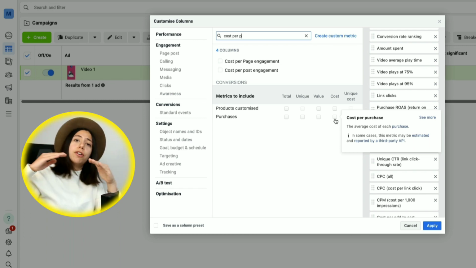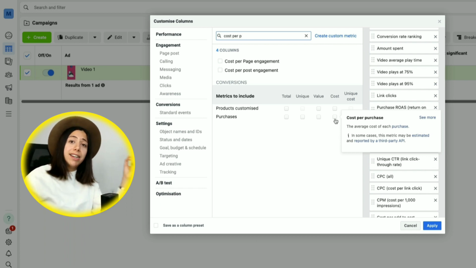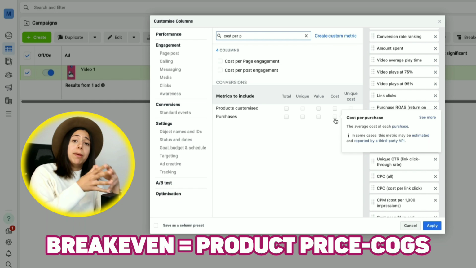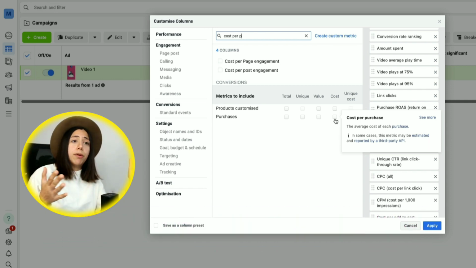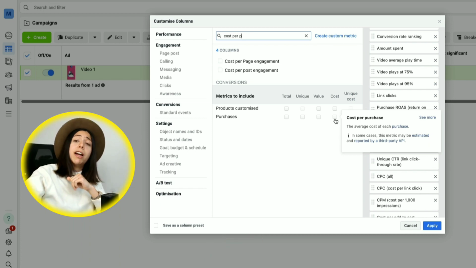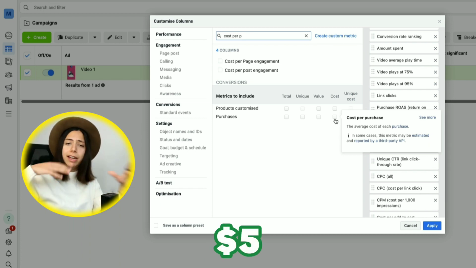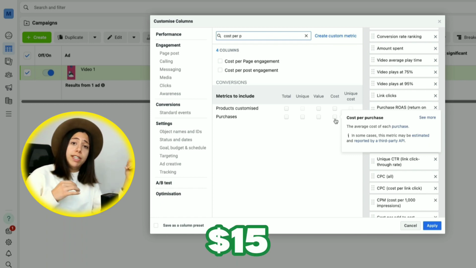Break even means you're not making any money and you're not losing any money. Now, how do you calculate your break even? Basically, you can take your product price minus your cost of goods sold, so how much you're sourcing this product for, and that would be your break even. Let's say you sell a product for $20 and you buy the product from the supplier for $5 with shipping and handling, all of that. Then your cost per purchase should be below $15.